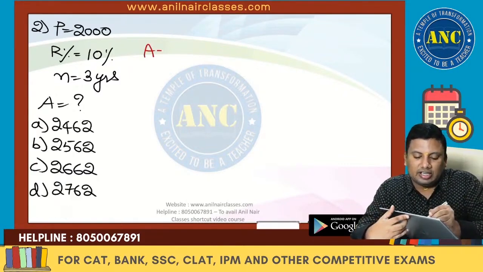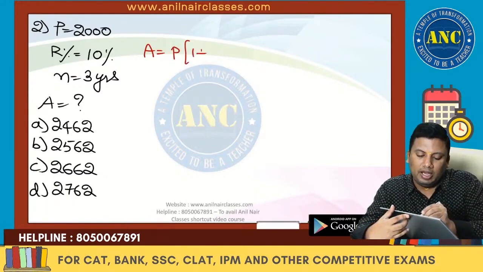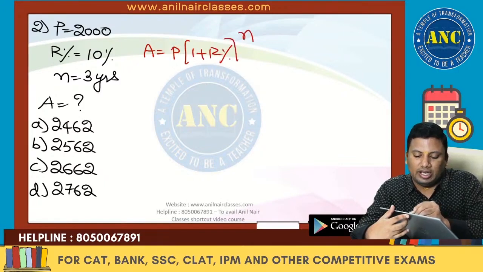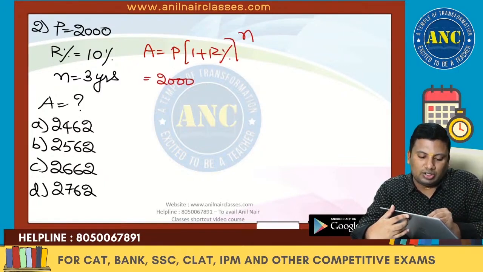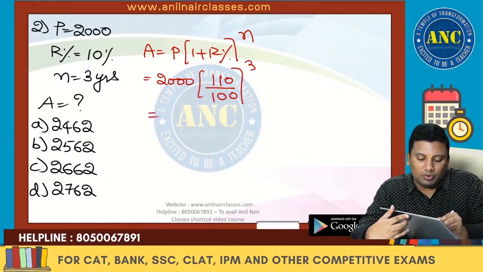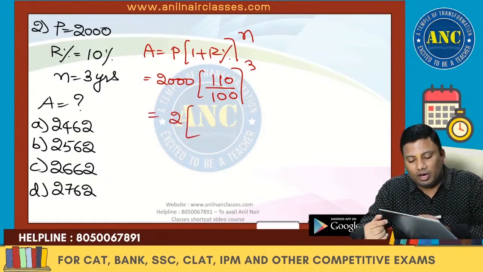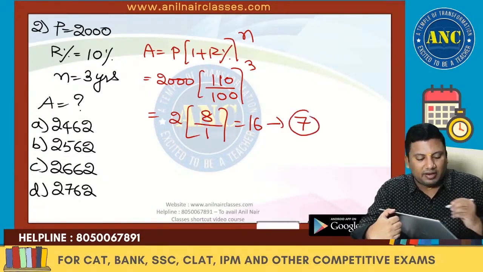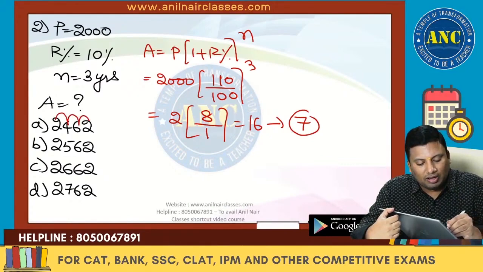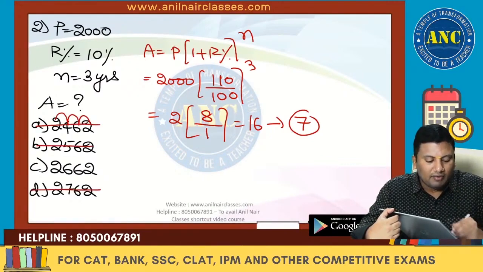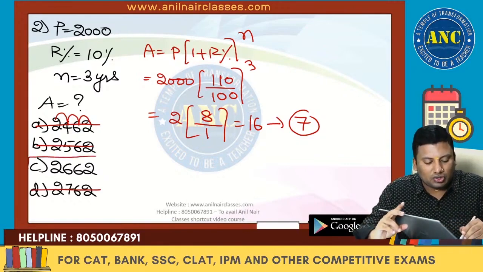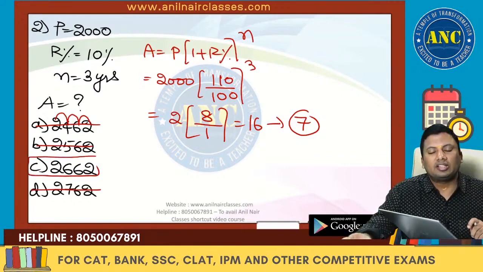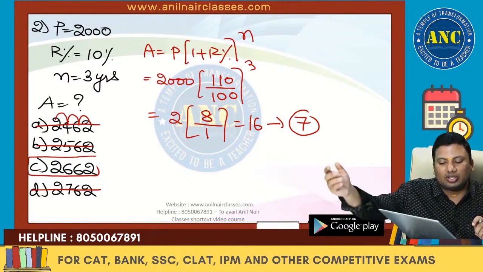If I use a digital sum, this is an original exam question, sir. P into 1 plus R percentage power n: 2000 into 100 plus 10, 110 by 100 power 3. 2000 digital sum is 2. 110, 1 plus 1, 2, 2 cube is 8, 100 it is 1. 2 8s are 16, 1 plus 6, it is 7. So these options, 6 plus 6, 12, 14, are incorrect. So the answer for this question is 2662.